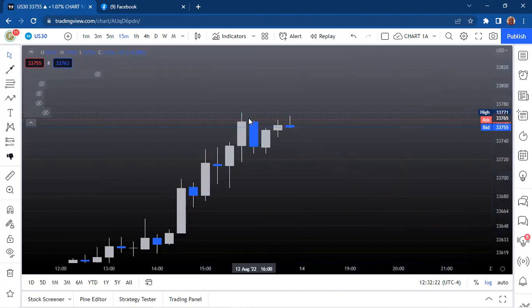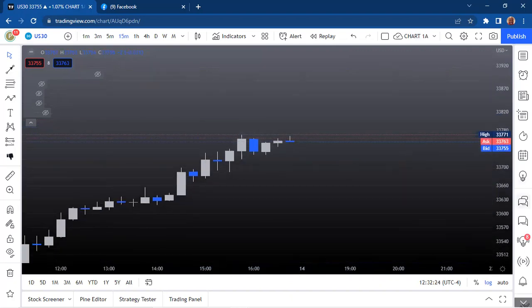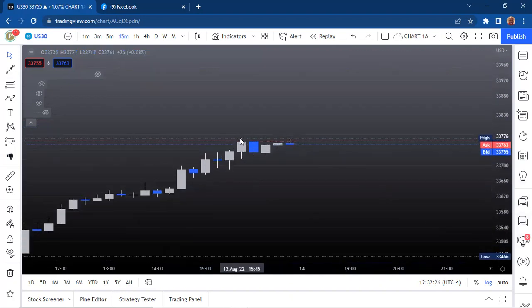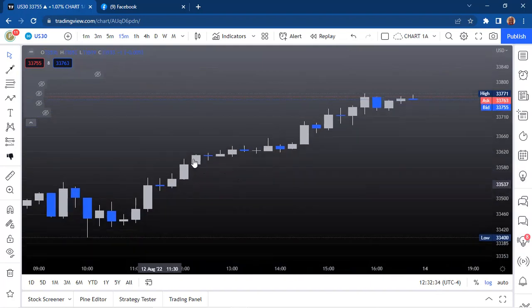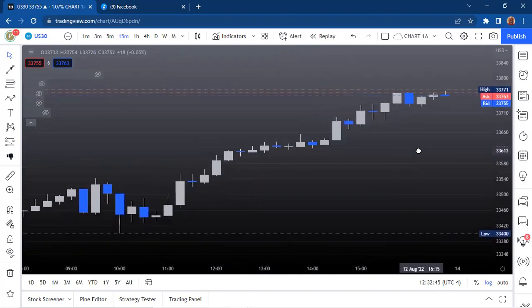You missed the tweezer top. This is a clue for it to go down. You missed this clue, which is a doji. There's a couple of clues here. Look at all these dojis, all these dojis as clues. Every time, the second entry is usually like, why did I do that?